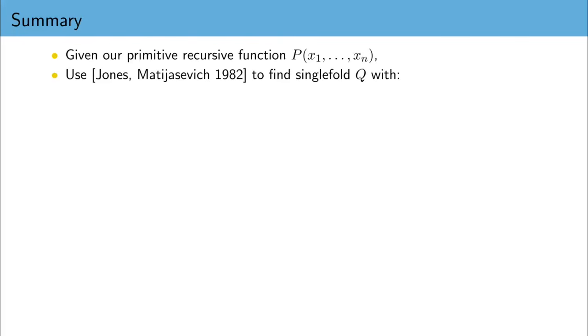So let's summarize this construction. We start with some primitive recursive function p. Then we use the result from the Jones and Matyasevich paper with a little unpacking to find a single-fold q that's polynomial in its variables and 2 to the power of its variables, such that x0 is less than p if and only if there are y1 through ym making q of the x's and y's equal to 0. Since q is single-fold, counting the number of solutions for x0 and the y's will count the number of x0s, which is just the value of p.